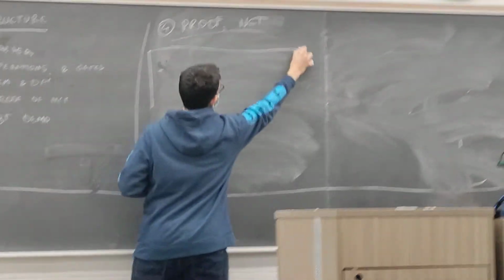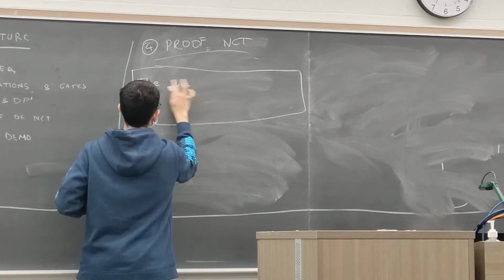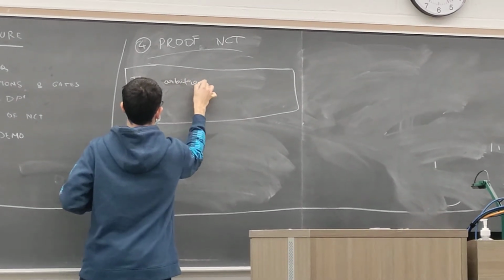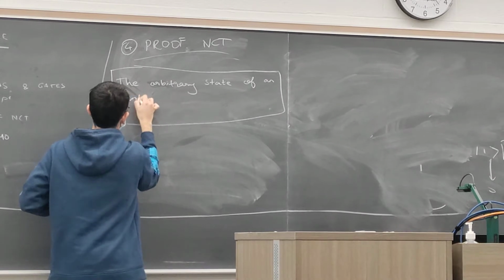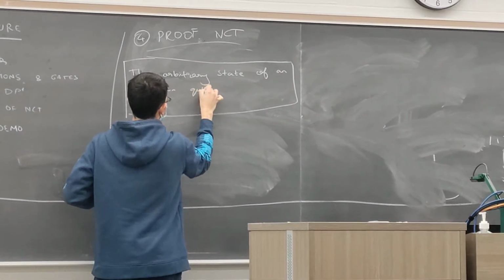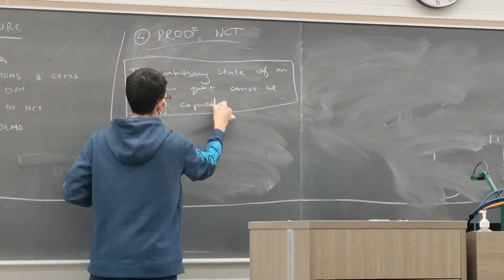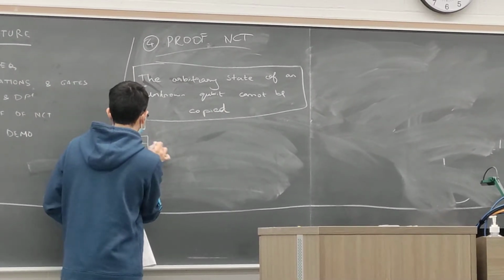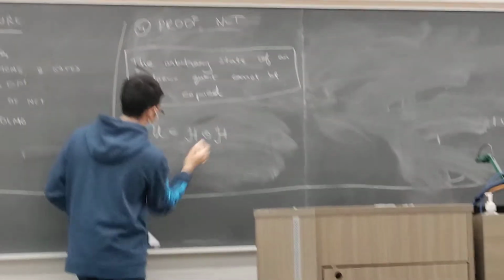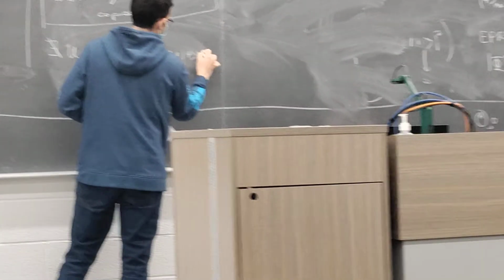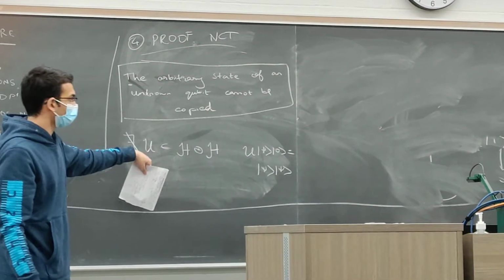So what is the statement of the theorem? The statement of the theorem is: the arbitrary, unknown state of an unknown qubit cannot be copied. This is essentially the no-cloning theorem. More formally, this is written as there does not exist a unitary operation U such that U of psi, 0 is equal to psi, psi. This is a formal way of writing it.